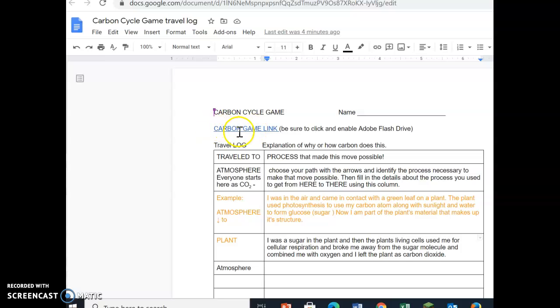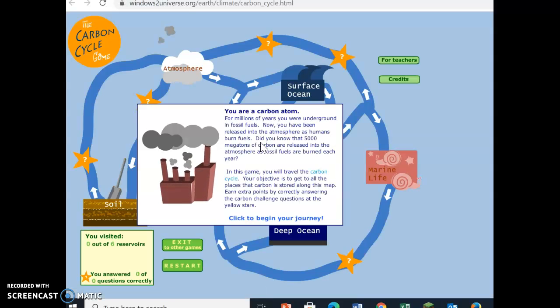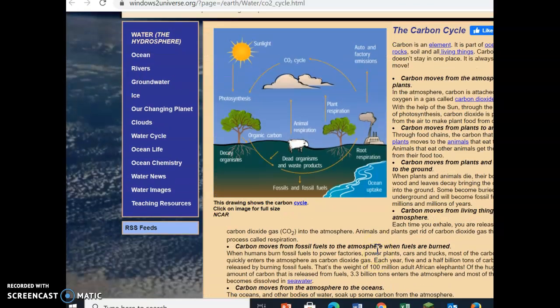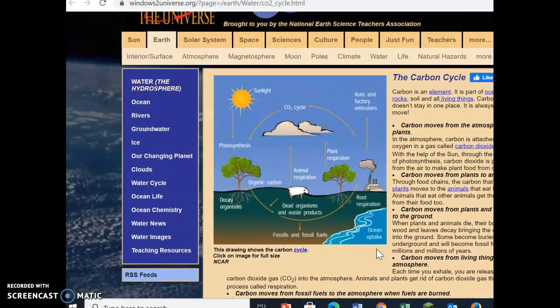But now we're going to click on the carbon game link. So we're going to click on that. It's going to open us up the game. You want to read through all of this stuff and click anything that's a different color. So traveling in the carbon cycle, we can click on that, brings us to the carbon cycle. Read your background information. It's going to be useful during the game.